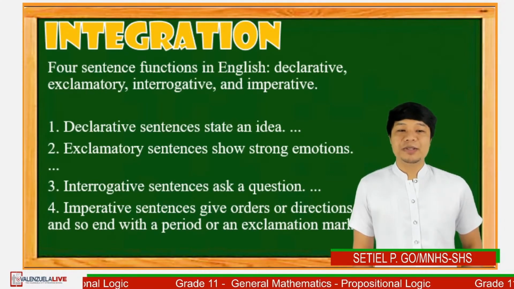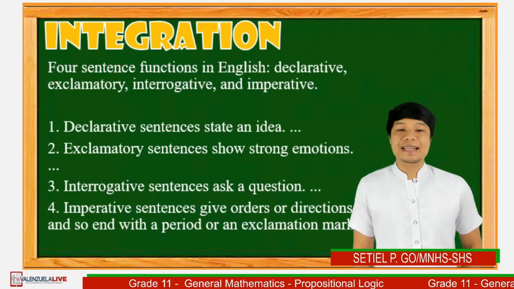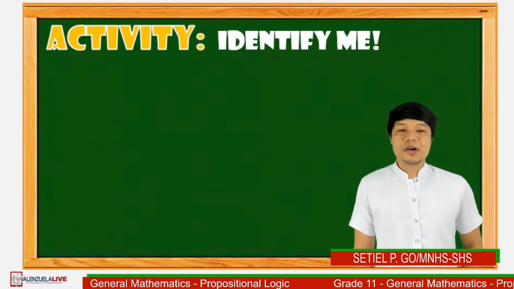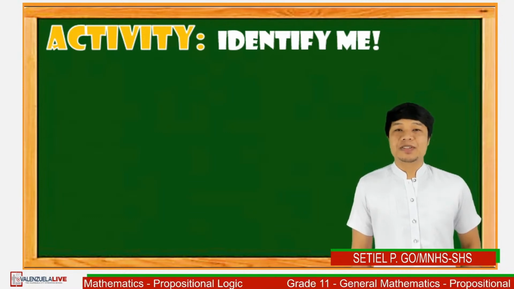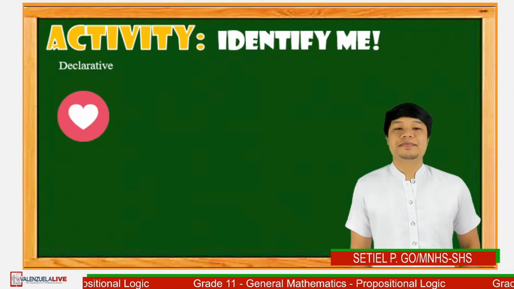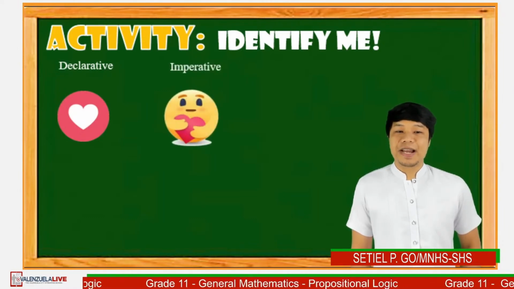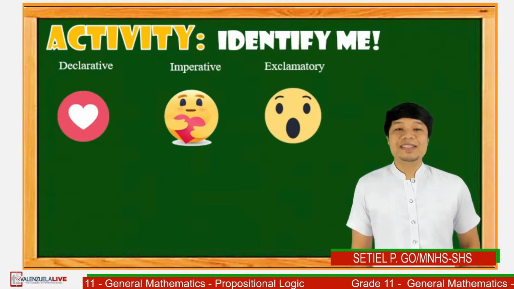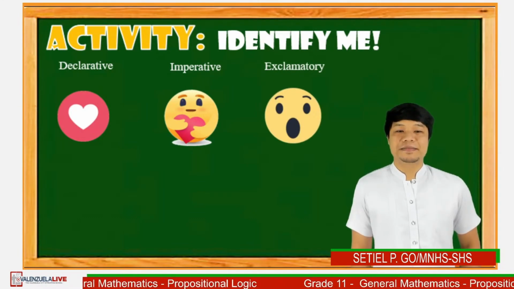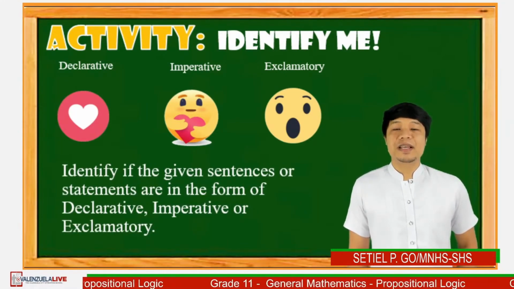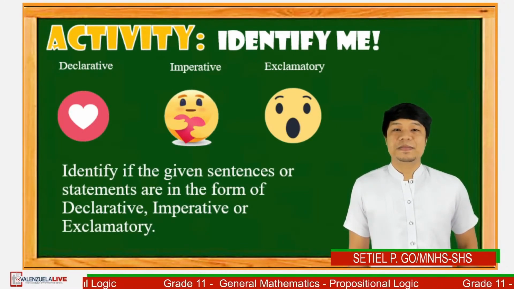I think you're ready to answer the first activity entitled Identify Me. Use the comment box below for your answers. Comment heart sign if your answer is declarative, hair sign if your answer is imperative, and wow sign if your answer is exclamatory. I'll be giving you 5 seconds to key your answers on the comment box. Let's start.